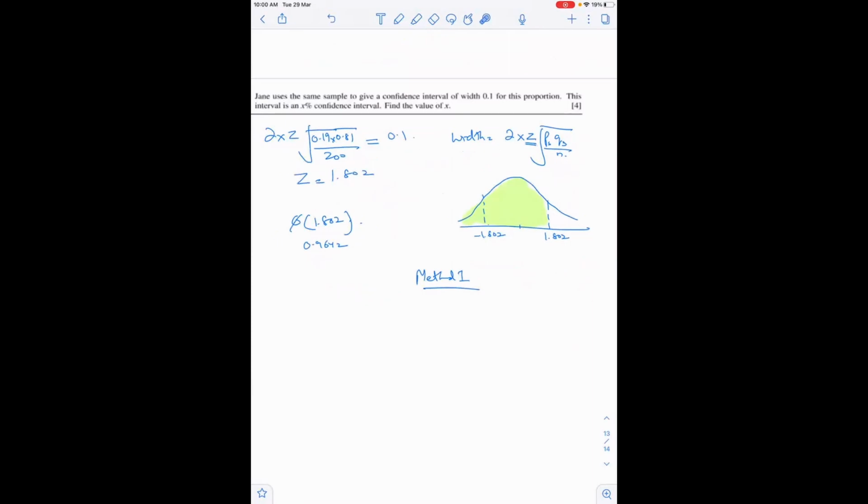So 1 minus 0.9642 is giving me 0.0358. This is 0.0358, multiplied by 2 and subtracted from 1, giving me 0.9281. That is 92.8%. Okay?